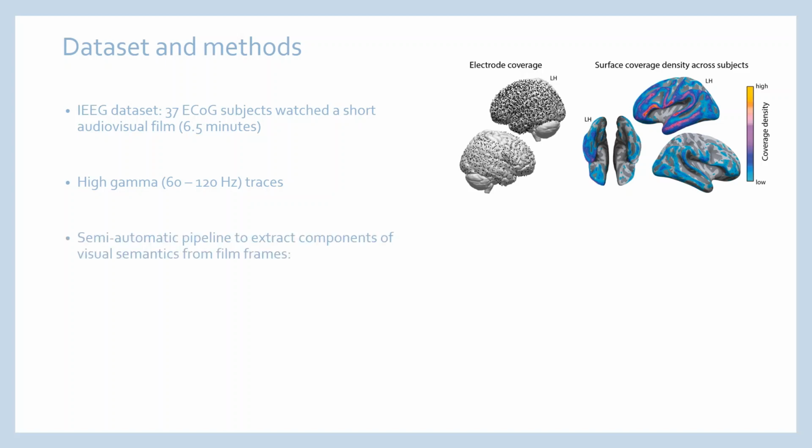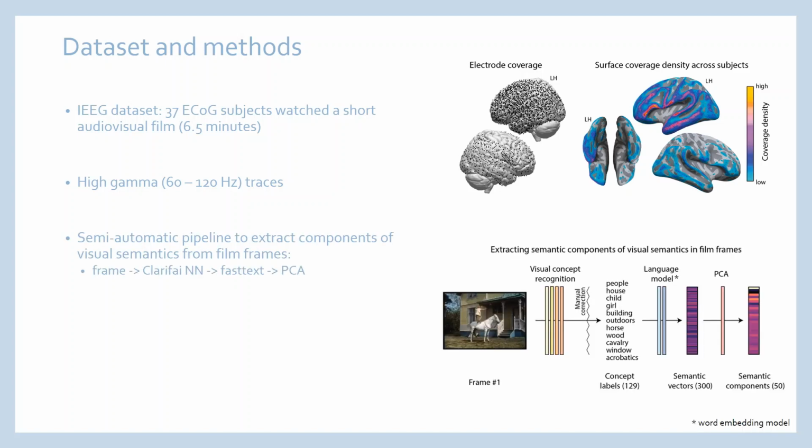For this, each film frame was passed through a number of steps. First, a pre-trained visual concept recognition model. In this example, frame 1 is labeled with words people, house, child, girl, and so on. We applied manual correction to the model output, corrected some mistakes, and reduced the number of relevant visual concepts to 129. Next, for each label, we looked up its numerical word embedding in the fastText word embedding model.